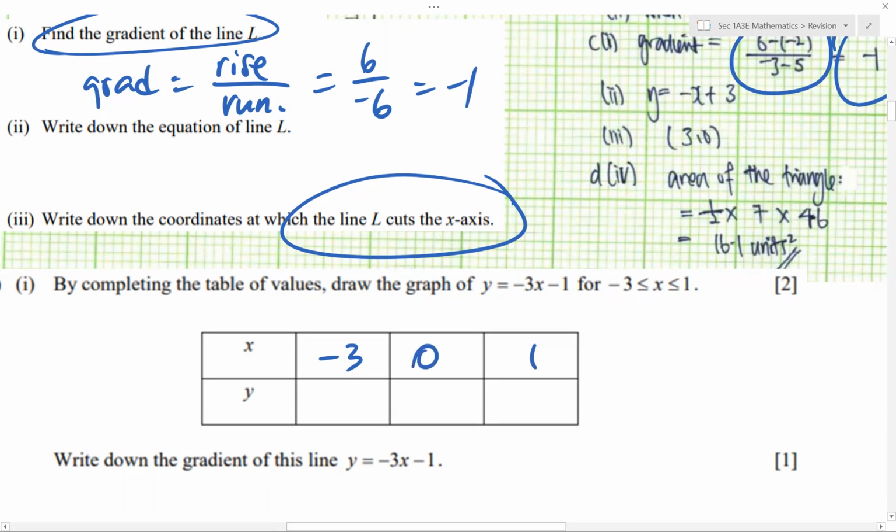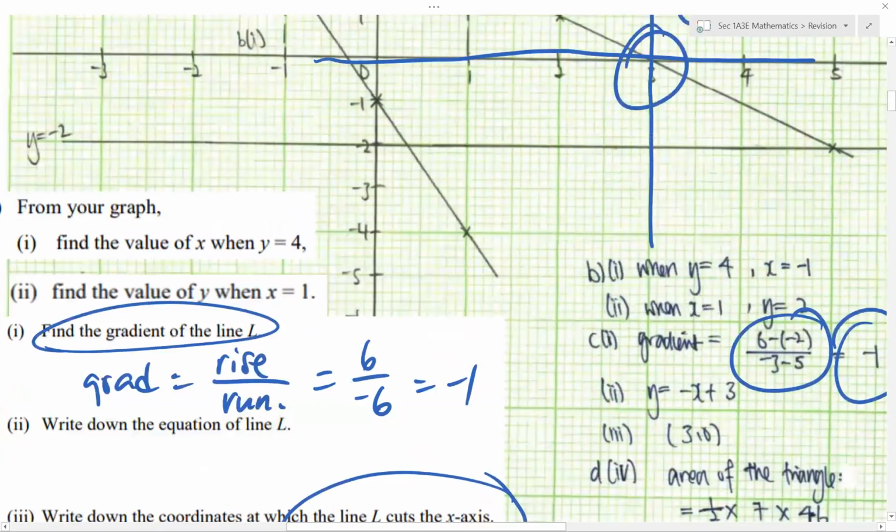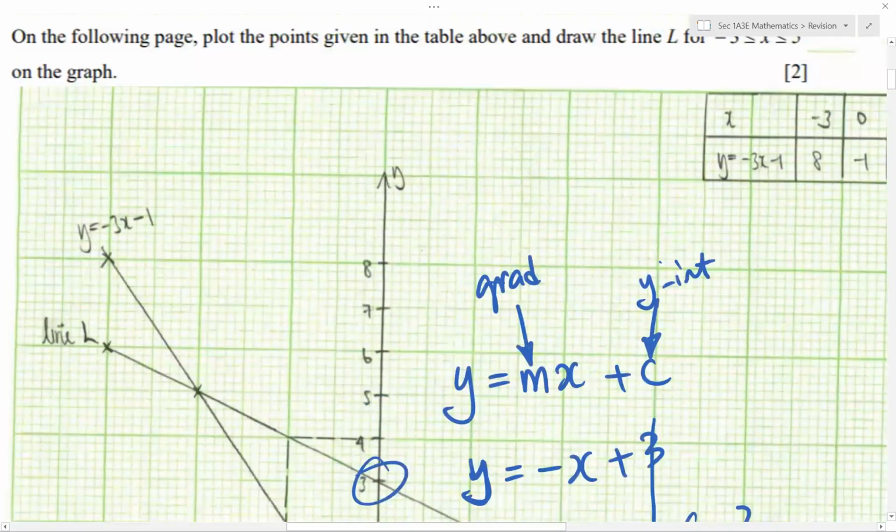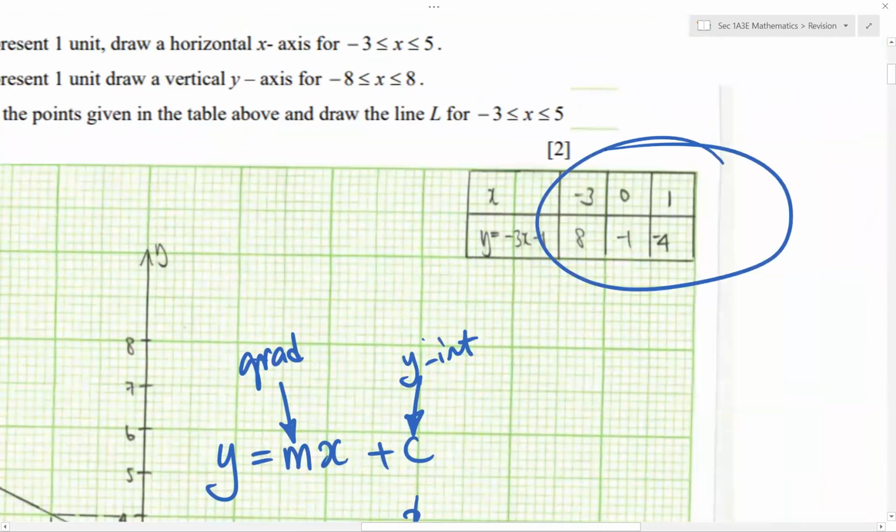So negative 3 times negative 3, that's 9, minus 1, I get 8. Now 0, so we have negative 1, otherwise known as the y-intercept. Okay, next, when we have 1 as our x value, we've got negative 3 minus 1, we've got negative 4. 8, negative 1, negative 4. Let's see what this teacher chose. Oh, wow, exactly the same.